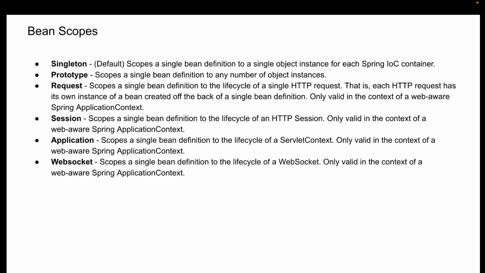Now let's say we have our second bean scope. This is prototype. What do you understand by prototype? It scopes a single bean definition to any number of object instances. So we have one bean, and for a particular bean we can create any number of object instances. This is just the opposite.